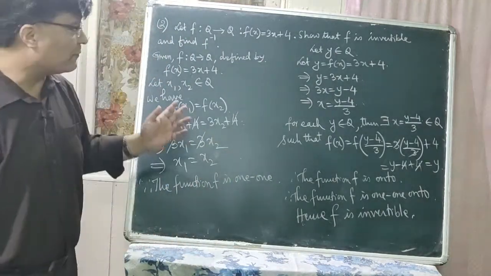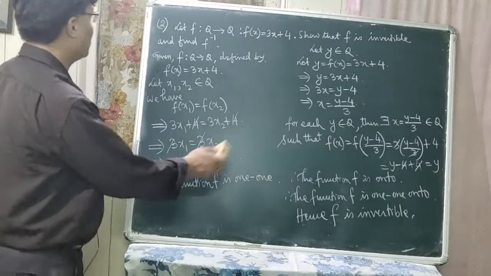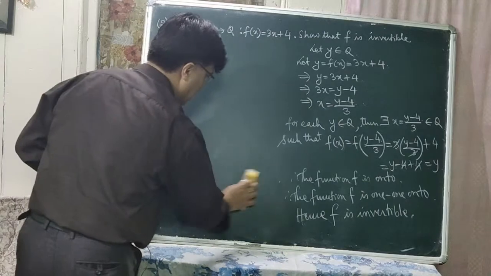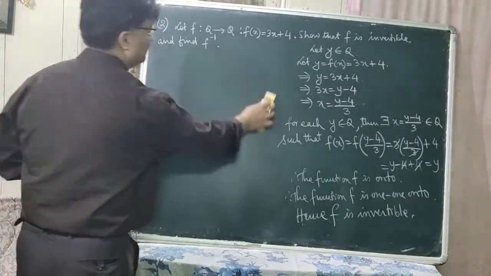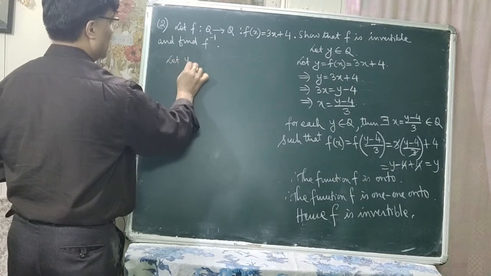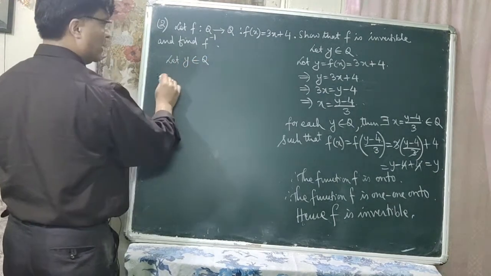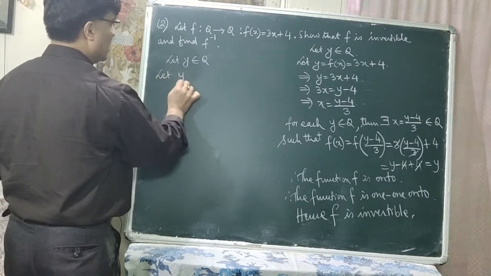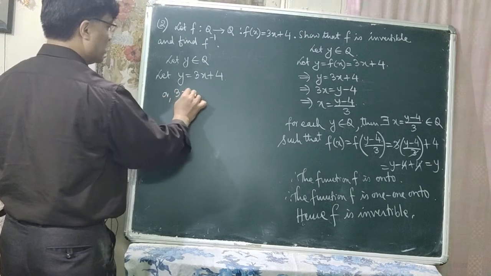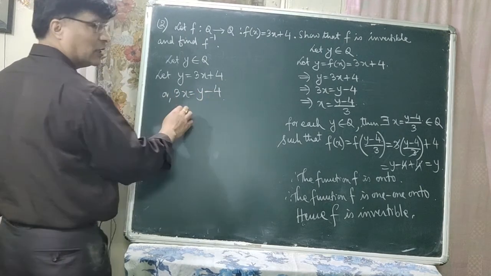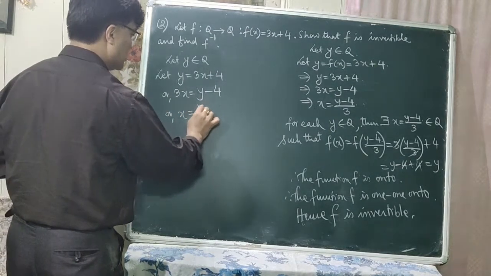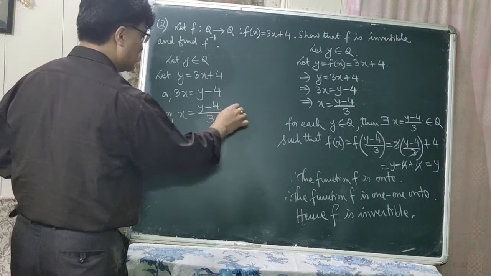So you have understood this first part, I think. So next you have to find out f inverse. So now again here you have to write, let y belongs to Q, that is your codomain. And again let y is equal to 3x plus 4, right? Or what is 3x equal to? This is y minus 4. You have to again express x in terms of y, okay? So x is equal to (y minus 4) divided by 3.